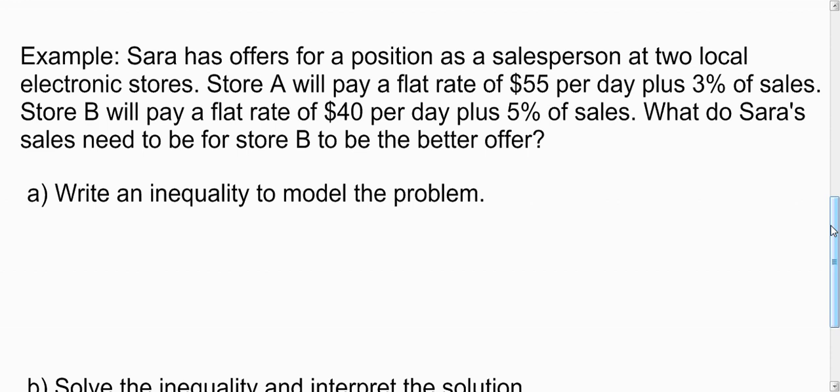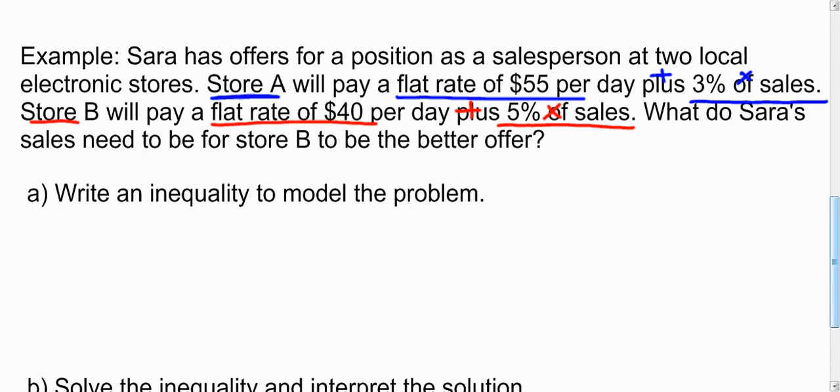So, it says Sarah has offers for a position as a salesperson at 2 stores. Store A. We're going to make store A blue. Color coding is always good. So, they will pay a flat rate of $55 per day plus 3% of sales. Store B, I'm going to make red. Store B will pay a flat rate of $40 per day plus 5% of sales.